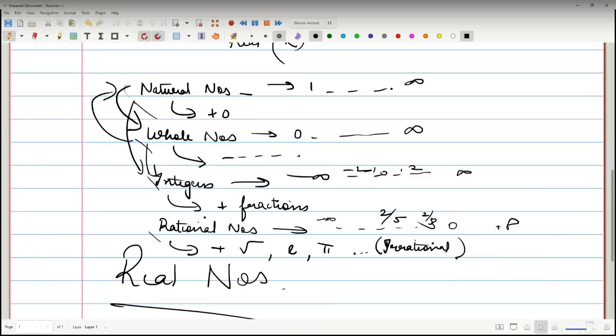So if I say a statement is 1 plus 1, let's say I take whole numbers for now. 0 plus 2 is 2. Now 2 is a natural number. 2 is a whole number. 2 is an integer. 2 is a rational number. And finally, 2 is a real number also. Understood, sir. Now it is clear for everyone.